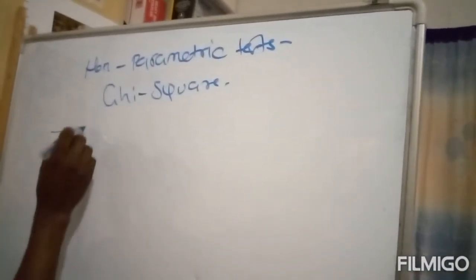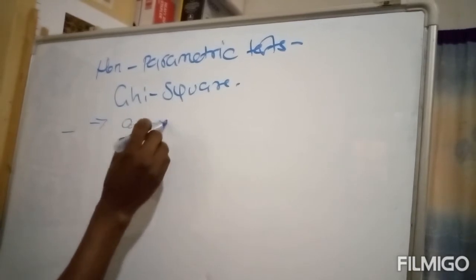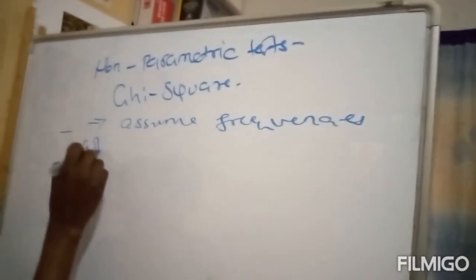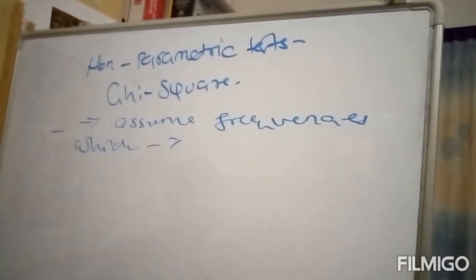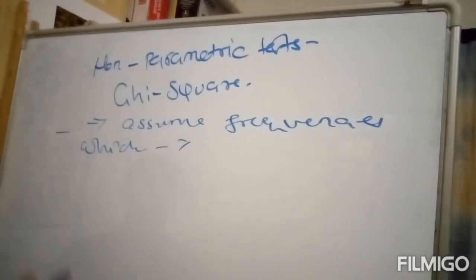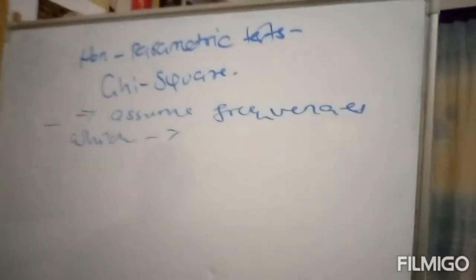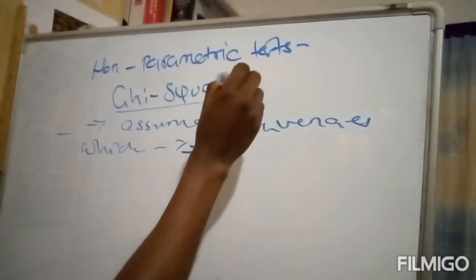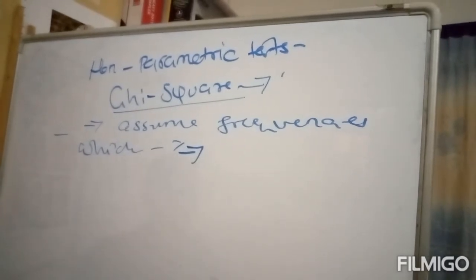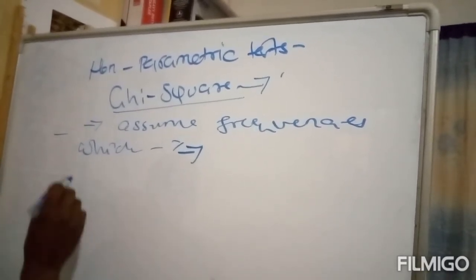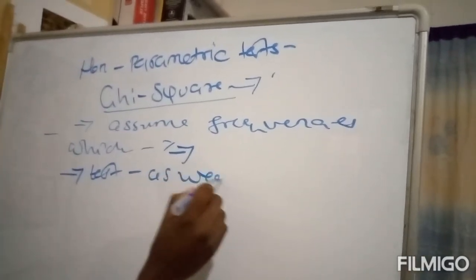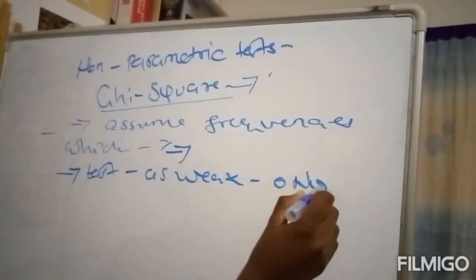A chi-square test is used when our data of research assumes frequencies which are discrete. When the frequencies are discrete in nature, for the data which we are doing a study on, then in this case you can use a chi-square test. Now, in doing such a measuring, you find that the test is as weak as that of a nominal scale.